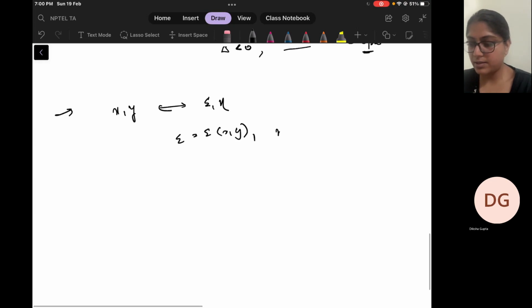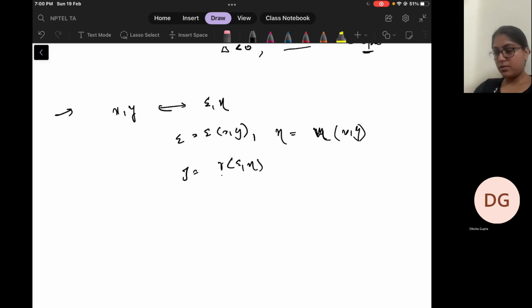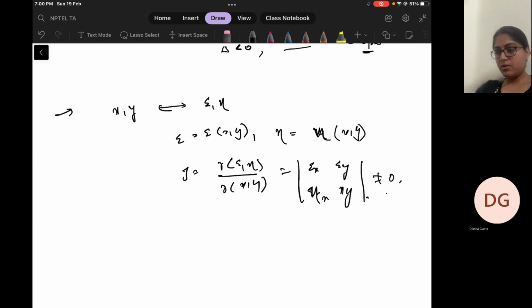Epsilon is equal to epsilon of xy and eta is equal to eta of xy, where both eta and epsilon are twice continuously differentiable, and the Jacobian has to be non-zero in the region for the transformation to be one-to-one, and we can move between the transformations. This simply means that the new independent variables can serve as a new coordinate system without any ambiguity. The Jacobian being non-zero means we can move between the system xy and epsilon eta without any ambiguity.